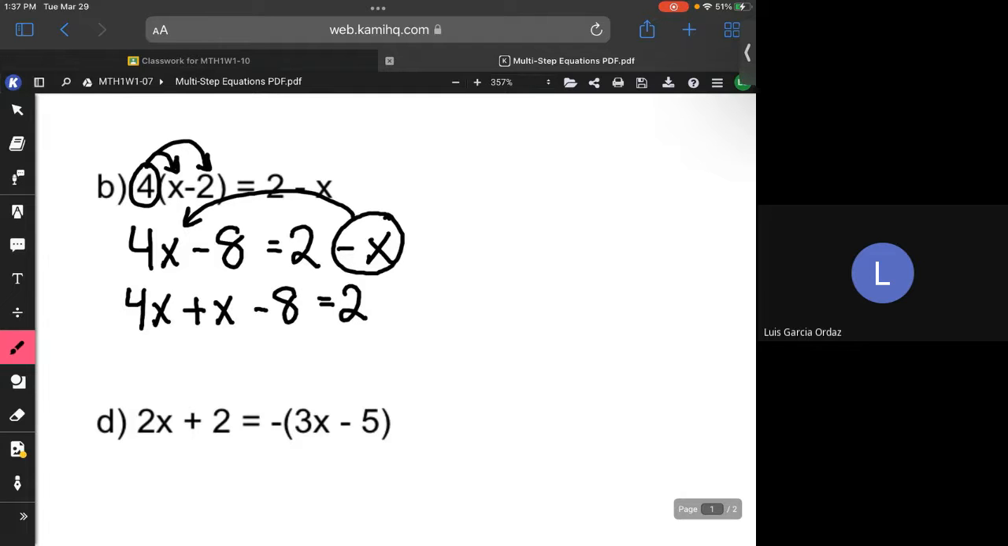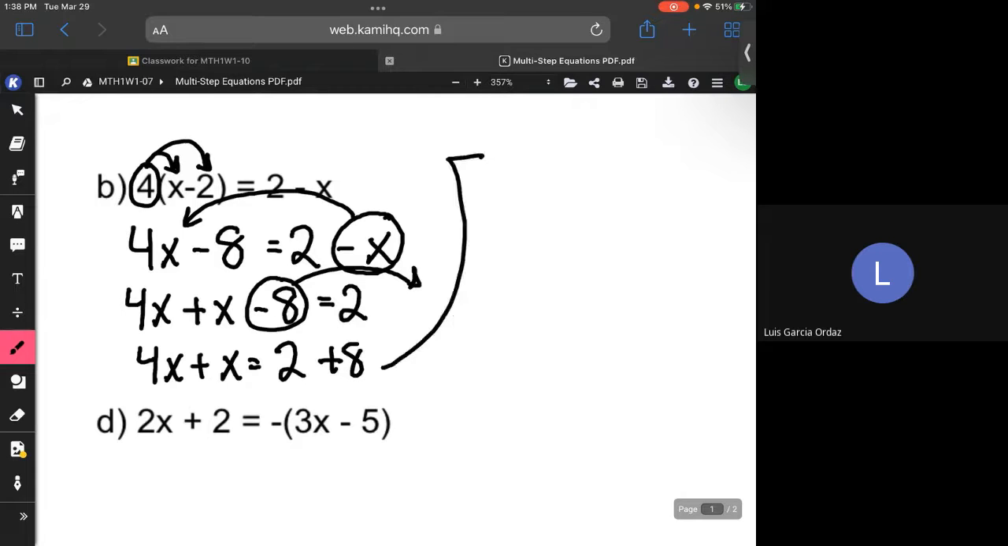Move it to the right side. So I get 4x plus x is equal to 2 plus 8. So who can tell me what 4x plus x is? Sean? 4 9. No, 4x plus 1x. Oh, 5. Yeah.